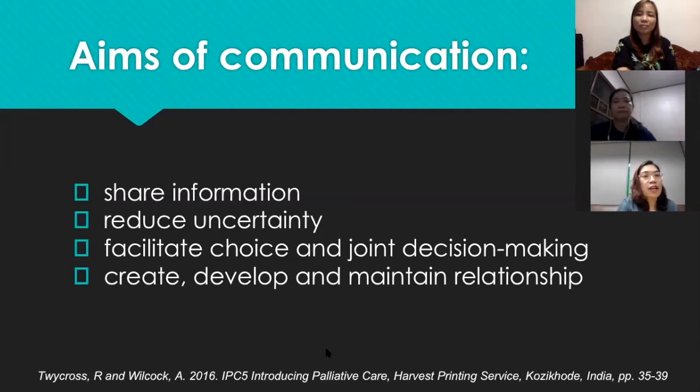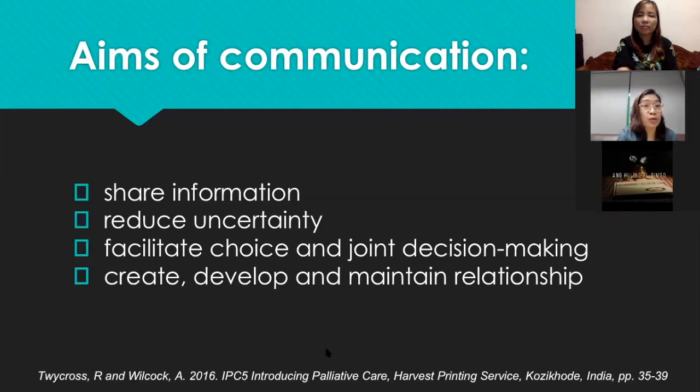Another is reducing uncertainty. During periods of uncertainty, the patients want to hear about non-abandonment, acceptance, and affirmation. And another aim of communication is to facilitate choice and joint decision making. And lastly, to create, develop, and maintain relationships.